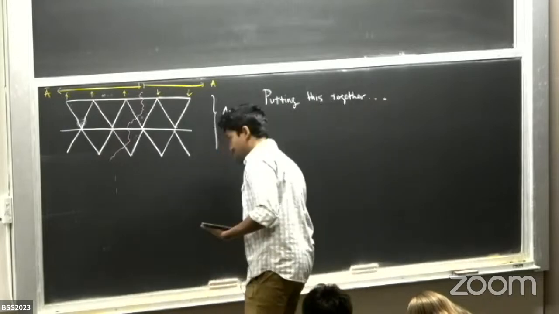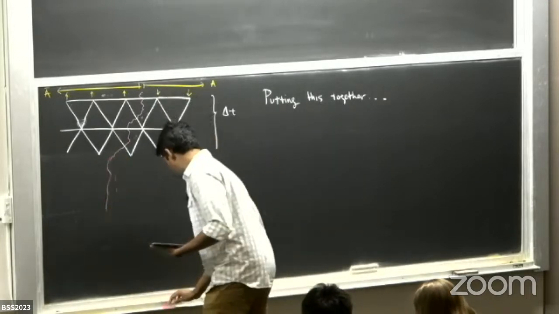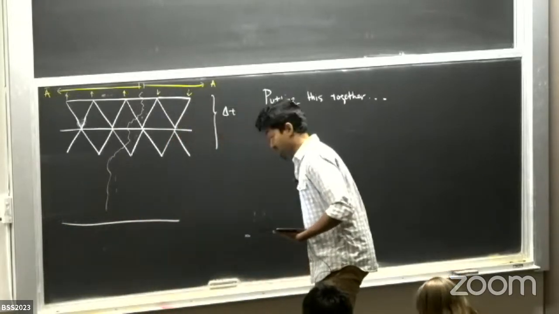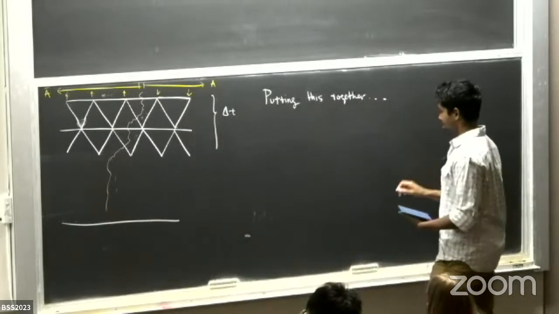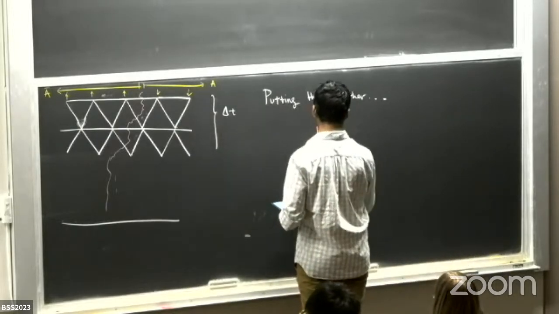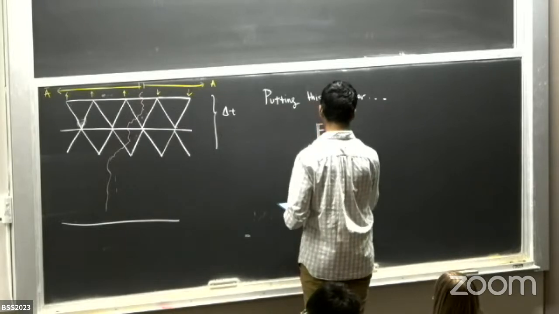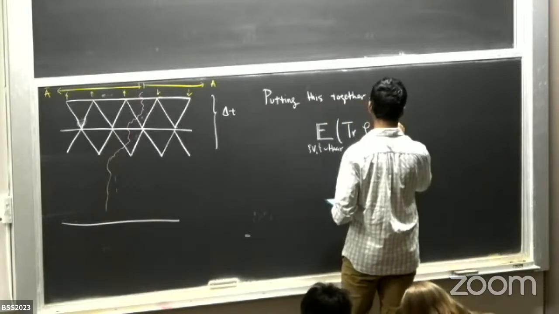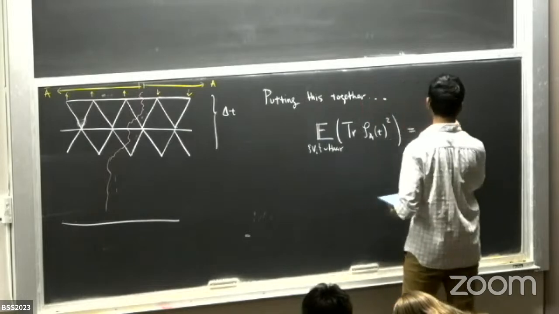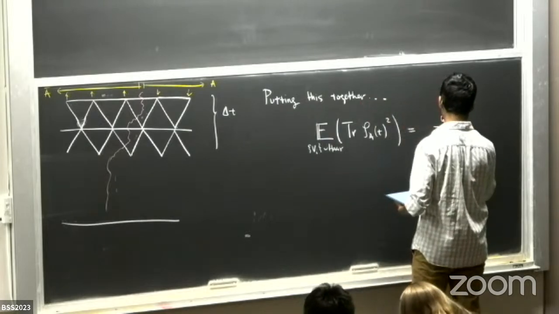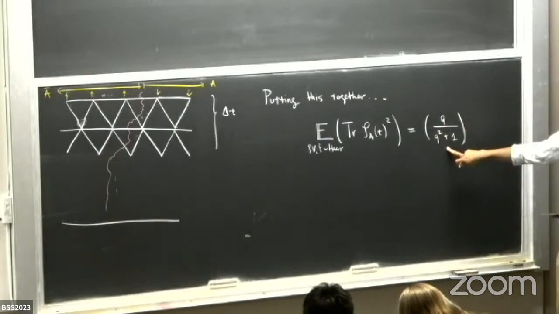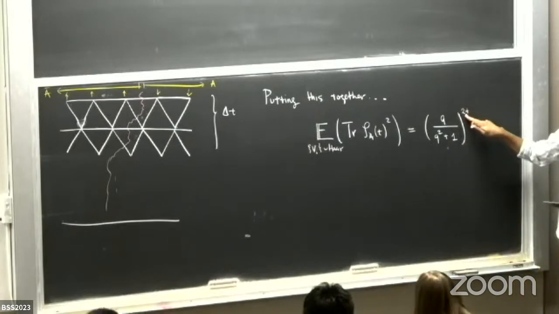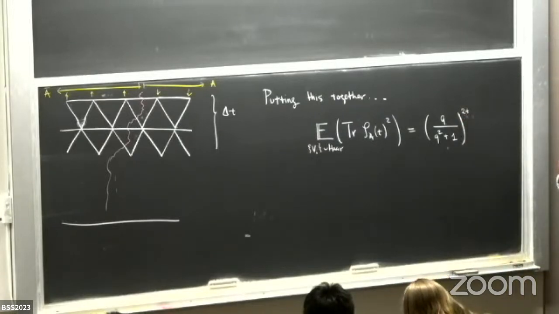the domain wall ends at the temporal boundary at the initial time of the circuit. So putting this together, what we would conclude is that the Haar averaged purity is given by a weight Q over Q squared plus 1. And this weight is raised to the 2t, right? So there's 2 downward facing triangles per time step and t time steps in the circuit, right?